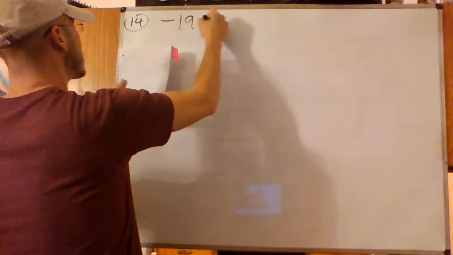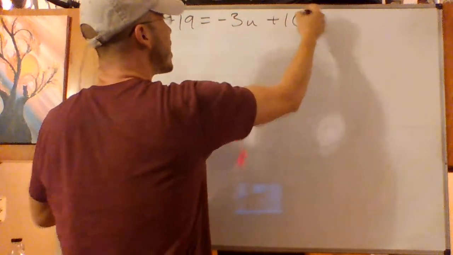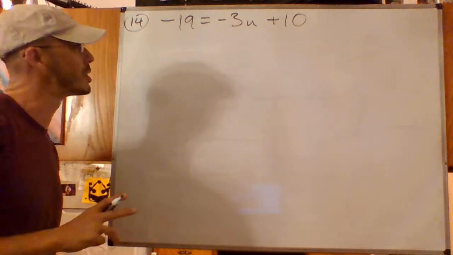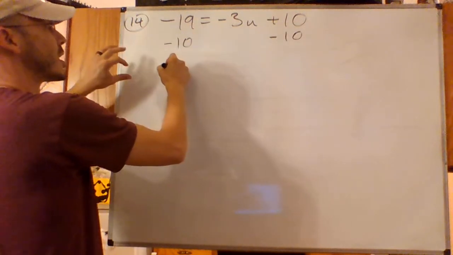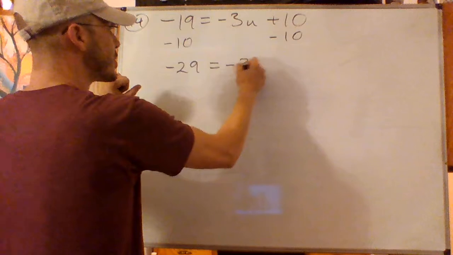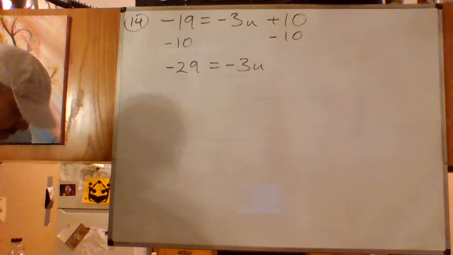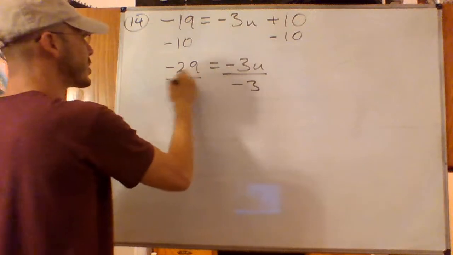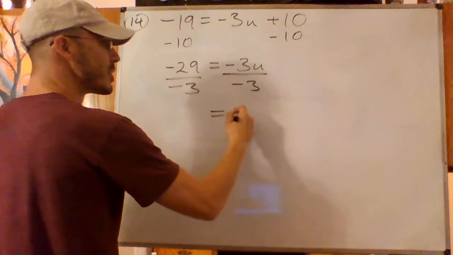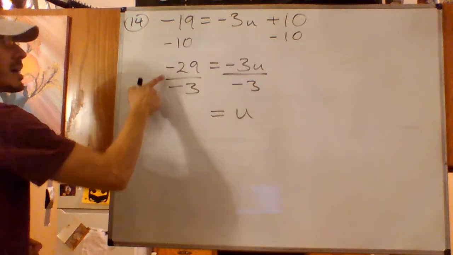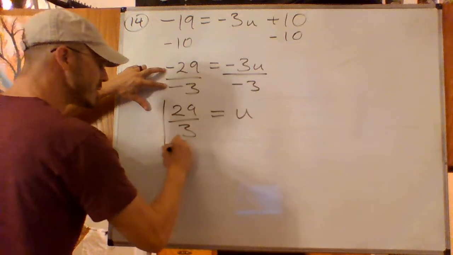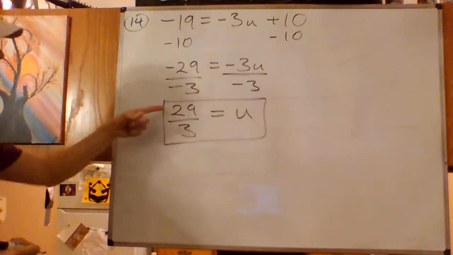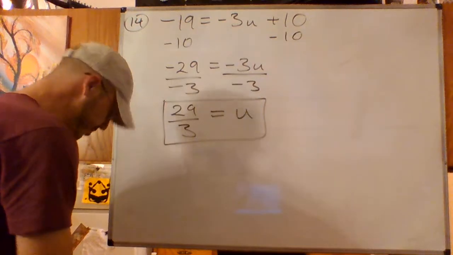For 14, I have negative 19 equals negative 3u plus 10. Another kind of a 2-step problem. No like terms to combine. I can just subtract 10 from both sides, getting negative 29 equals negative 3u. And then dividing both sides by negative 3, they cancel over here, leaving u. The negatives cancel, but 29 over 3 is reduced. 29 is prime. It doesn't have a factor of 3.